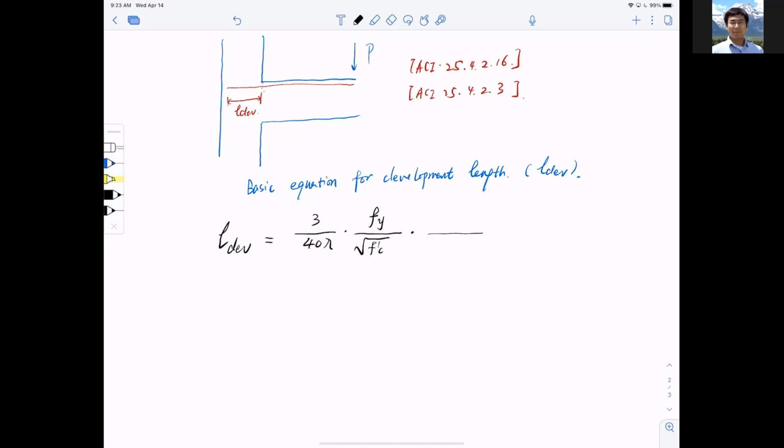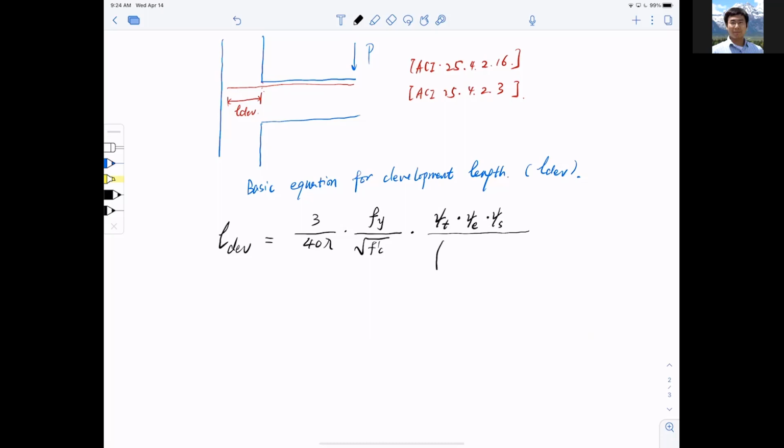And the last factor is a little bit long. On the top is psi t, a parameter describing where the bar is, the bar location. Then there's another coefficient called psi e, a factor describing the coating conditions, whether it's epoxy coated or not. And last but not least, there's a bar size coefficient, psi s. All these parameters on the top describe the bar conditions.